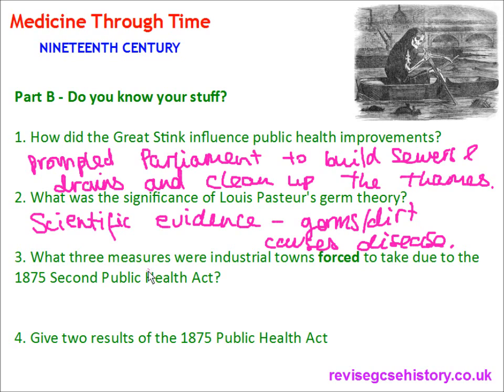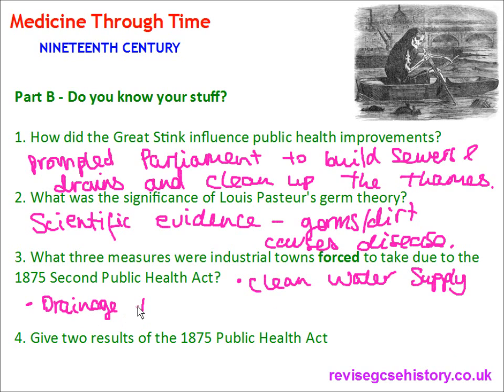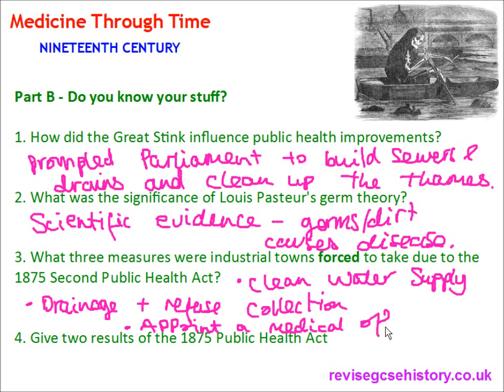What were the 3 main measures that industrial towns were forced to take due to the 1875 Public Health Act? To provide a clean water supply, drainage systems and refuse collection. Appoint a medical officer of health.